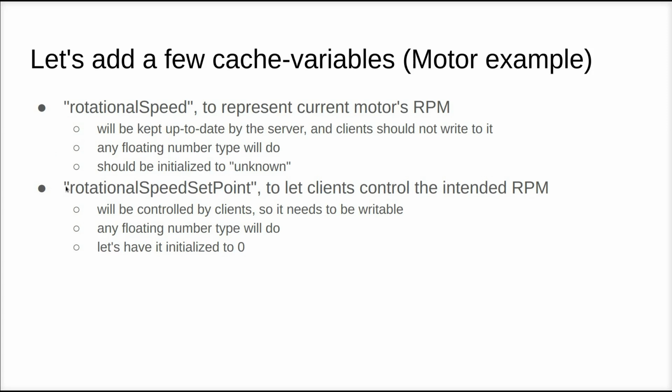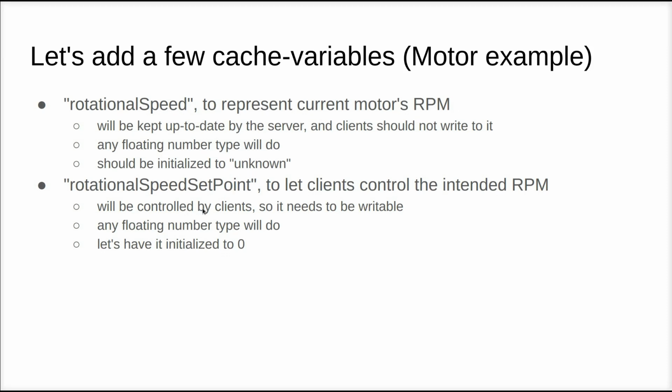The second variable I'd like to add will be different from the first one in the sense that this one will be written by client. So the rotational speed, my intention is it passes information from the server to clients. And the set point, my intention is that client passes information from clients to the server, to the motor controller, because the intention is that the clients can control the intended rotational speed by setting the set point.